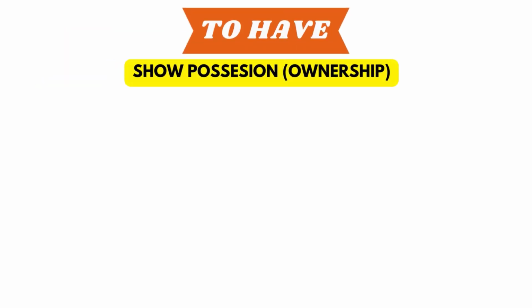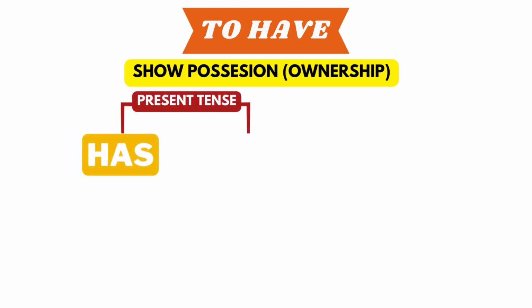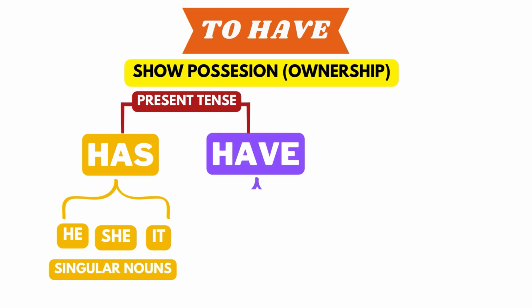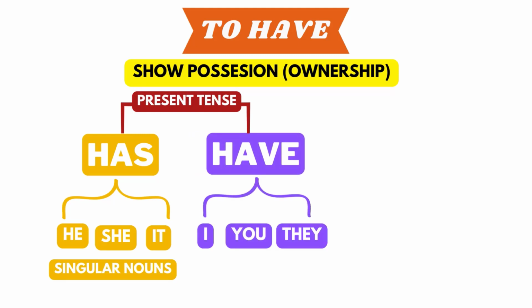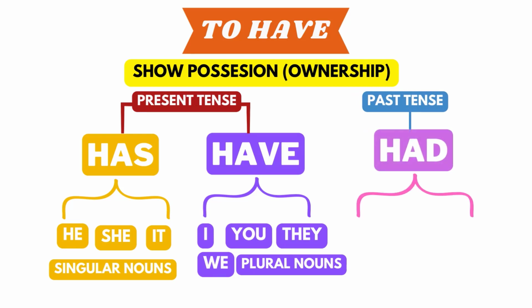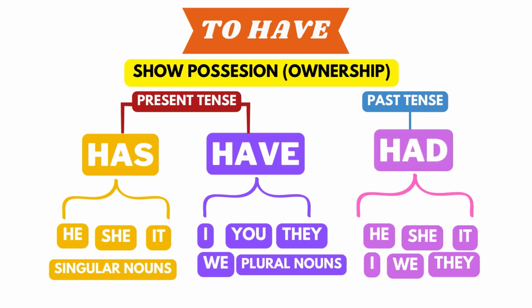The form of the verb depends on the subject and the tense. If the sentence is in the present tense, we will use has with he, she, it, and singular nouns. Similarly, have will be used with I, you, they, we, and plural nouns. If the sentence is in the past tense, had will be used with all subjects.